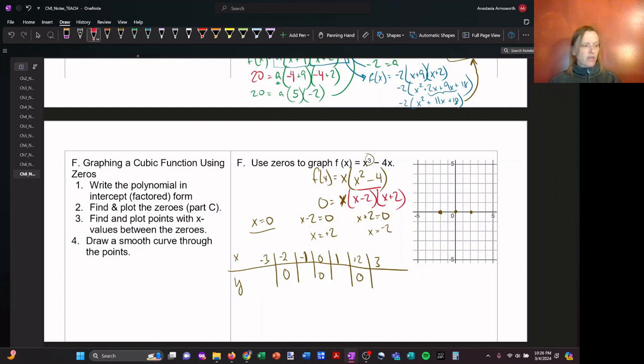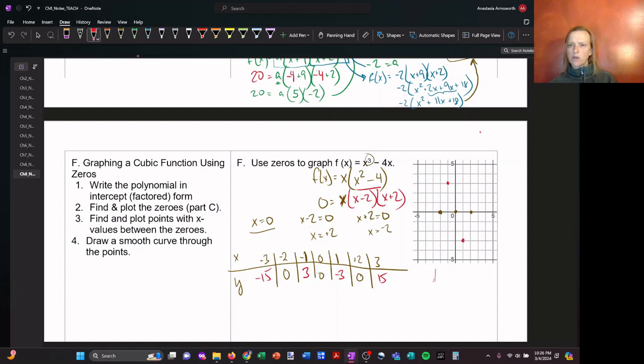If I input negative 3 into the equation, I get negative 15. If I input negative 1 into the equation, I get positive 3. If I input positive 1 into the equation, I get negative 3. And if I input positive 3 into the equation, I get positive 15. So I can't graph that far down. I've got a point way down here and way up here for positive 3. But I can graph this value and this value.